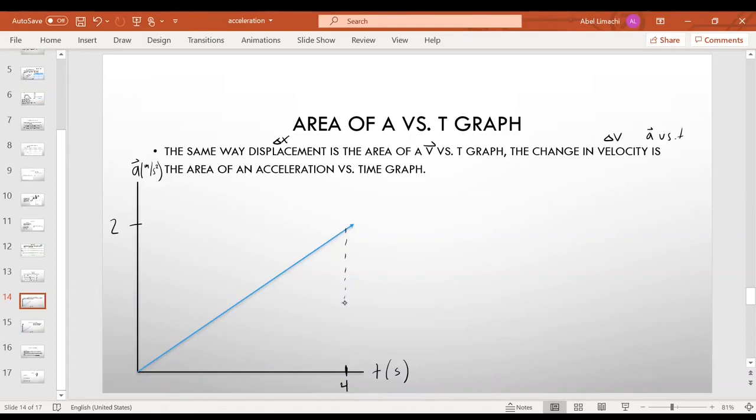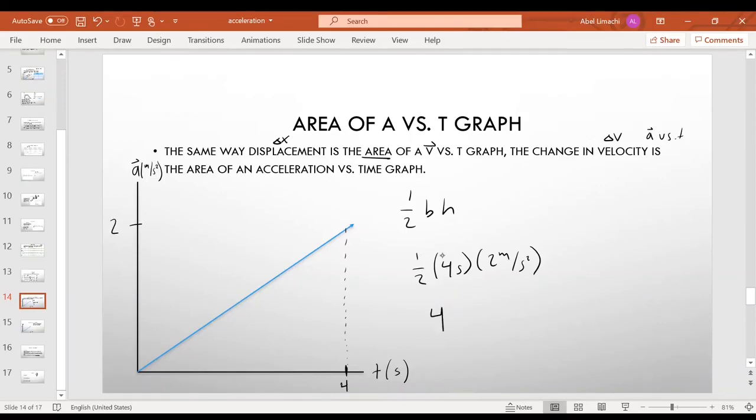Alright, so we have this value right here, 4 seconds, and then we have this 2 meters per second squared. So we're finding the area of this triangle. We know that it's going to be 1/2 base times height. Well, 1/2, the base is 4 seconds. The height is 2 meters per second squared. If you're good with math, which I feel like you should be, at least a little bit, you've realized that this is going to be 4.